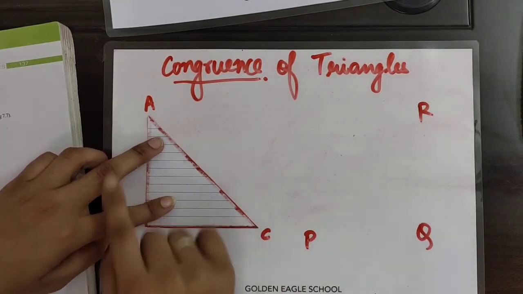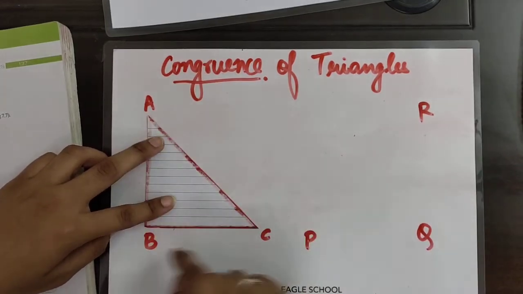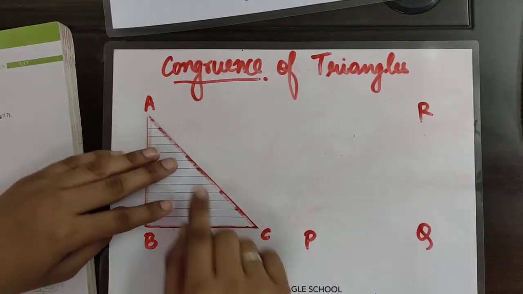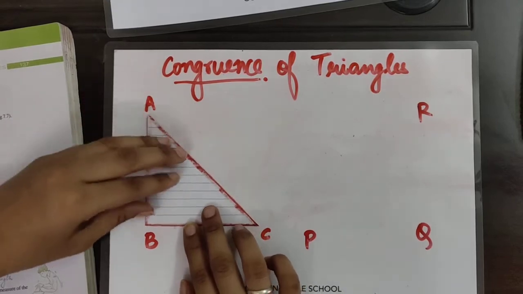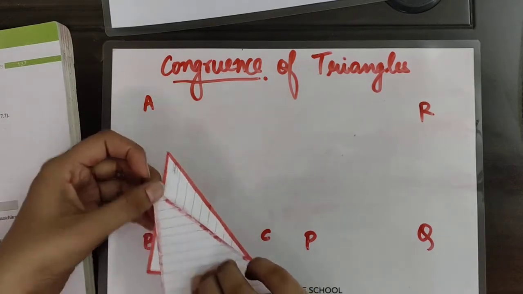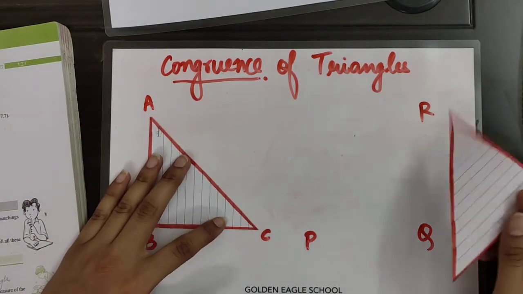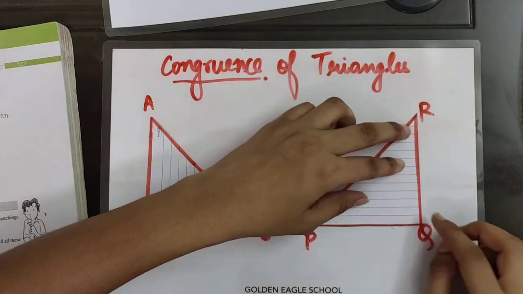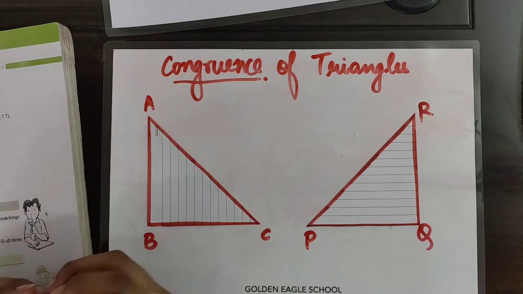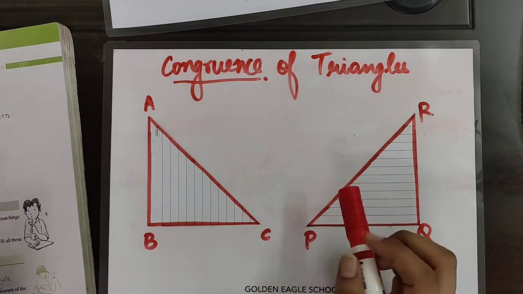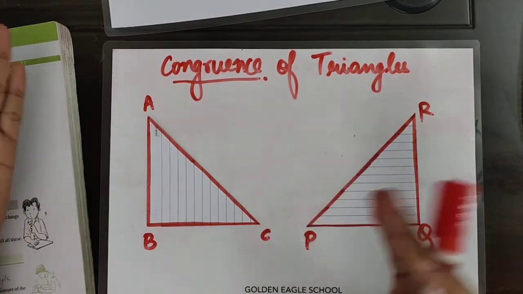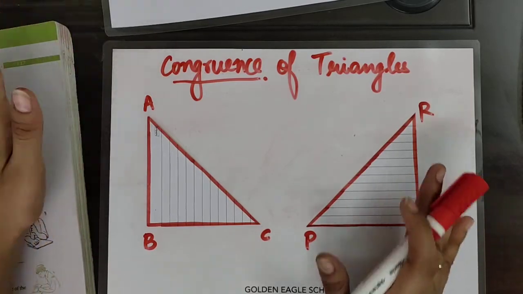Means they are both congruent as they have the same size and same shape, because they have covered each other completely. Now when the two triangles ABC and PQR are congruent, what happens is that their corresponding sides, corresponding vertices and corresponding angles should be equal. This is the point.